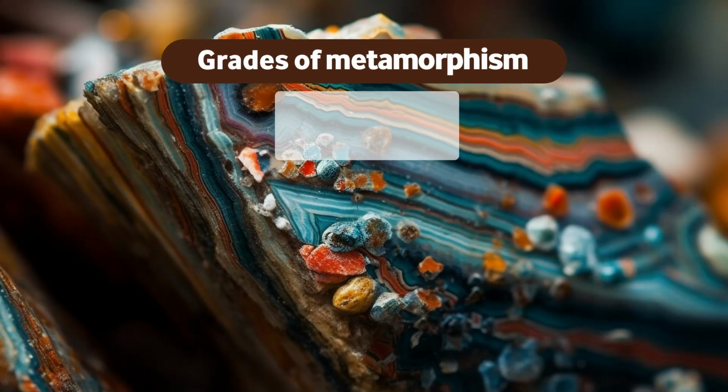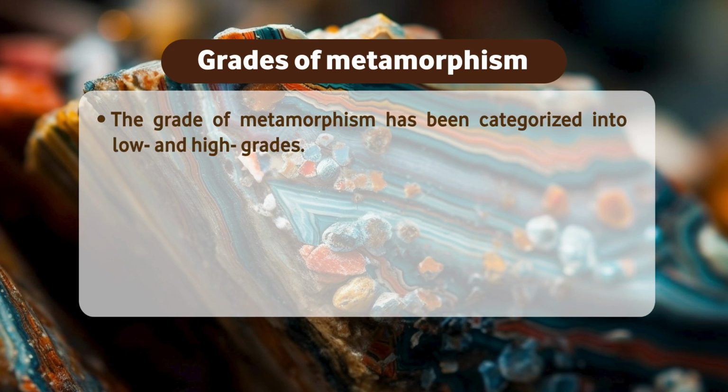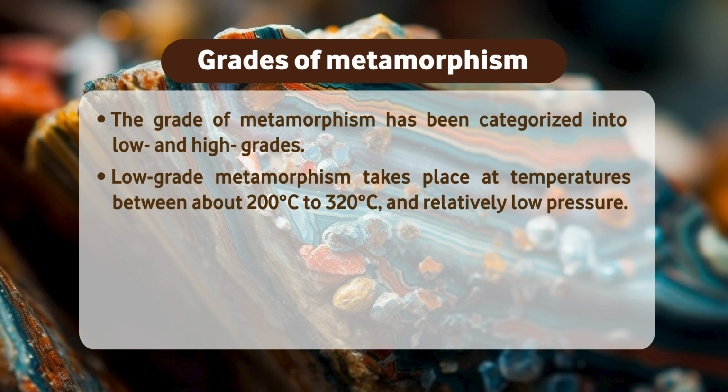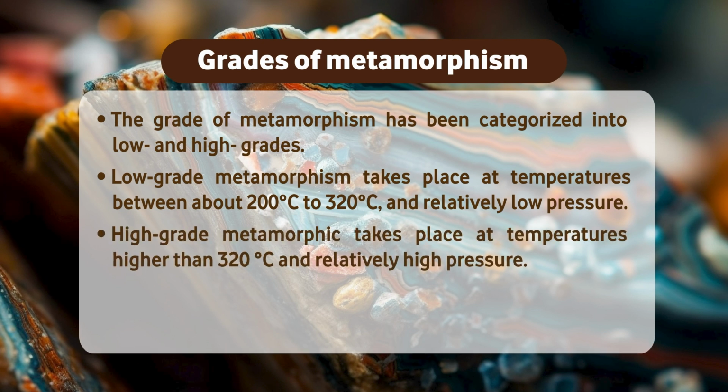Then we can have a classification of metamorphic rocks based on the grades of metamorphism. We can have high grade metamorphism or low grade metamorphism. Low grade metamorphism takes place usually at temperatures between 200 degrees Celsius to 320 degrees Celsius and at relatively low pressures, whereas the high grade metamorphism takes place at temperatures higher than 320 degrees Celsius and relatively high pressures.